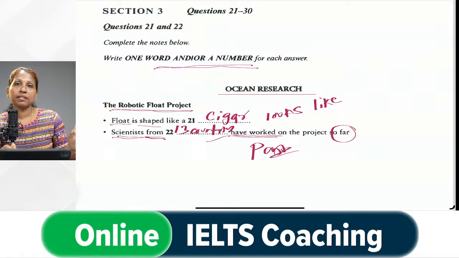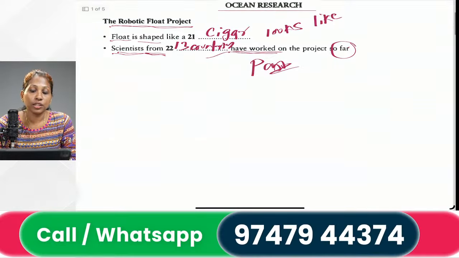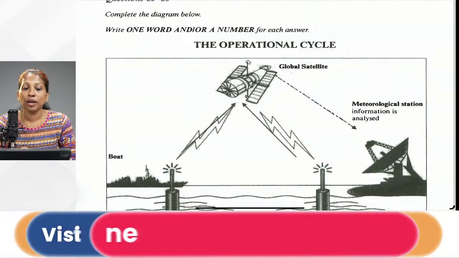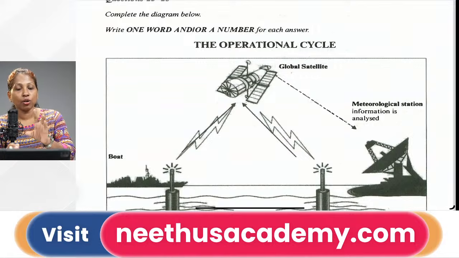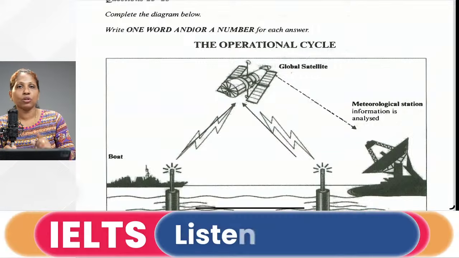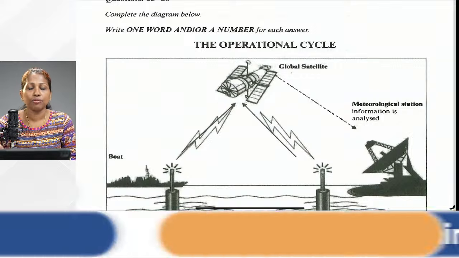So that completes the notes 21 and 22. Going forward is your diagram question, that is, complete the diagram below. The instruction says one word and or a number. You can write your answer in one word, or only one number, or one word and a number. Those are the three choices you have.